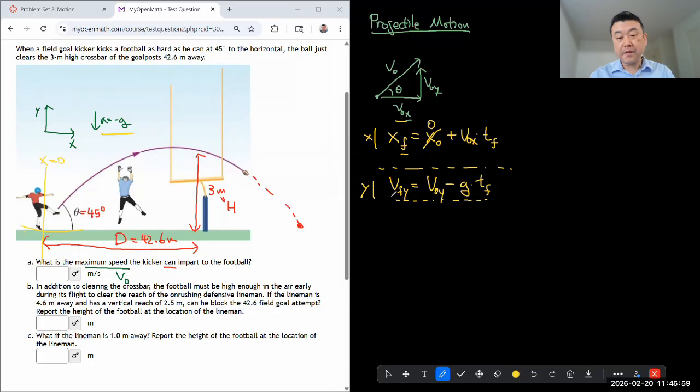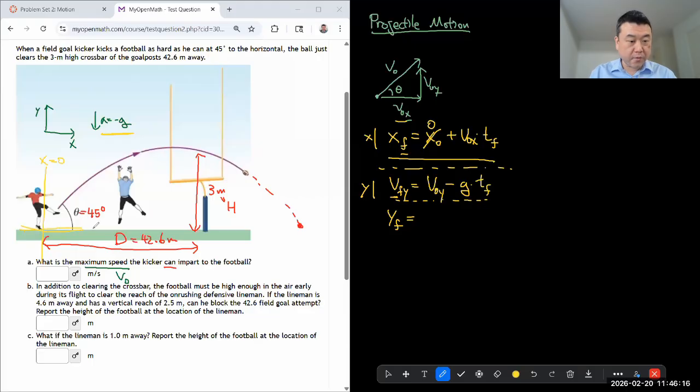It's going to be 0 when it's at the top. So sometimes that scenario can be useful. But I think what will be more useful here is the vertical version of the position expression. The y final position is equal to initial y.